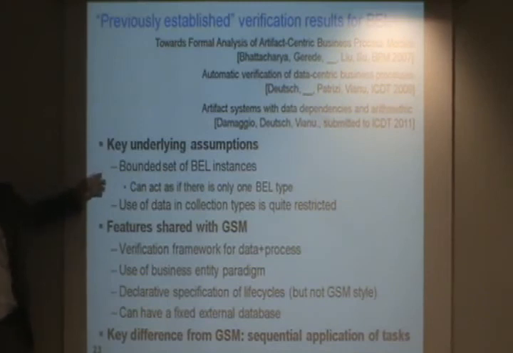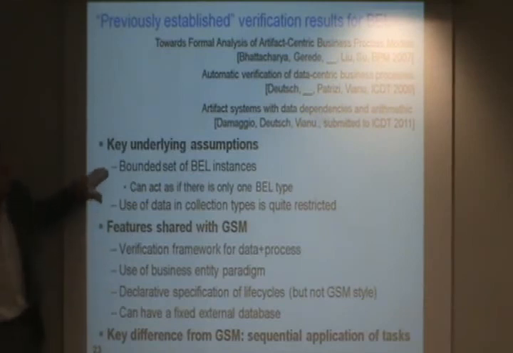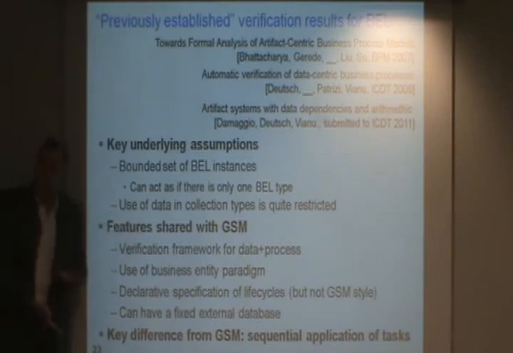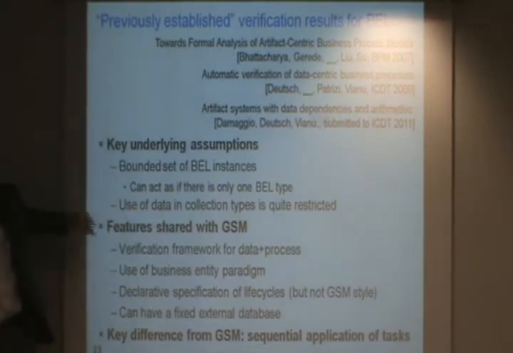What are some of our underlying assumptions? This is just one class of verification results. We're actually opening huge verification questions here. This is just the beginning. Happily, Giuseppe and others are also starting to get interested in this area. What we're going to assume is that there's a bounded set of instances, like only up to 10 line items, only up to 5 procurement orders. The use of the data in the collection types will be quite restricted, and I can't go into the details of that, but you can look at the second paper.